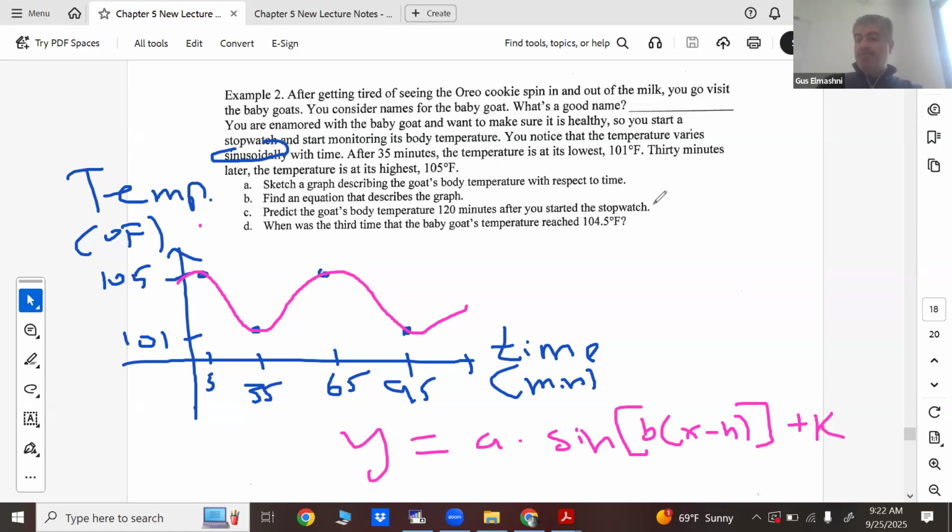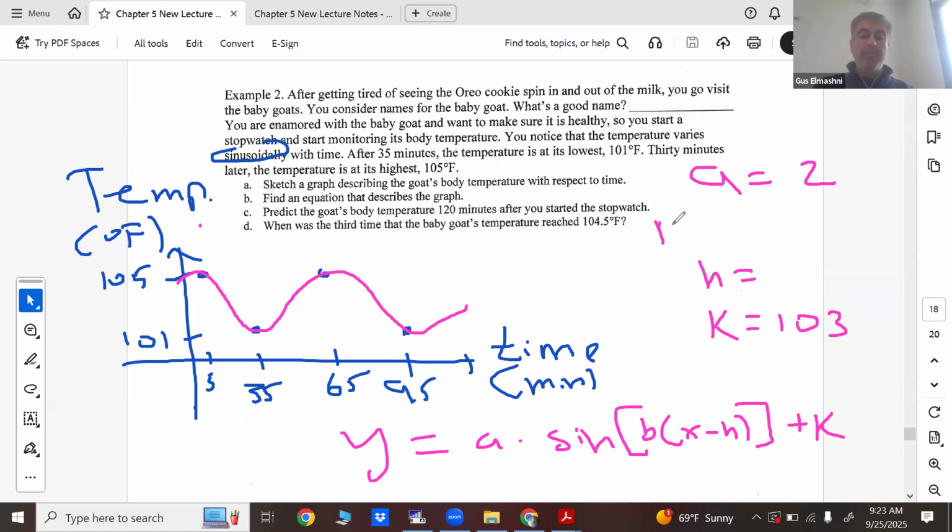What's my amplitude? Not quite. 2. Because the middle, where's the middle? 1 and 3. So you're going 2 up and 2 down. So your amplitude is 2. Okay. Actually, let's get k out of the way. What's my middle? 103. That's the middle temperature. We'll worry about h in a moment.